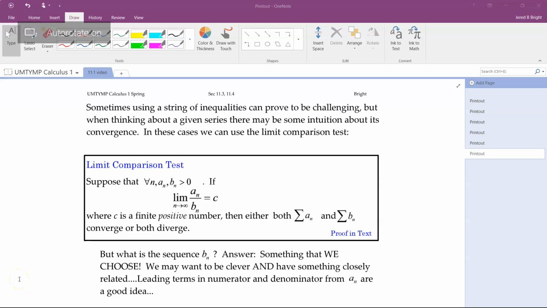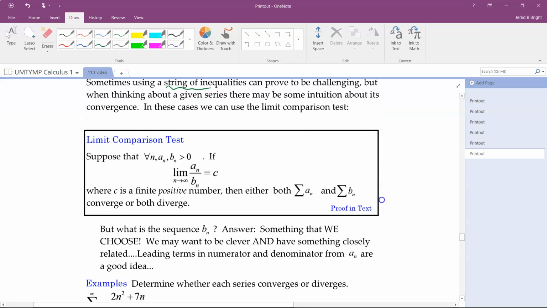Welcome back, and we are going to continue our study of testing for convergence and divergence with another test. So we talked about the comparison test, but sometimes that string of inequalities gets to be really annoying, or it's like, okay, I know what it's supposed to be, but I can't show it using inequalities. That's where the limit comparison test kind of comes in handy.